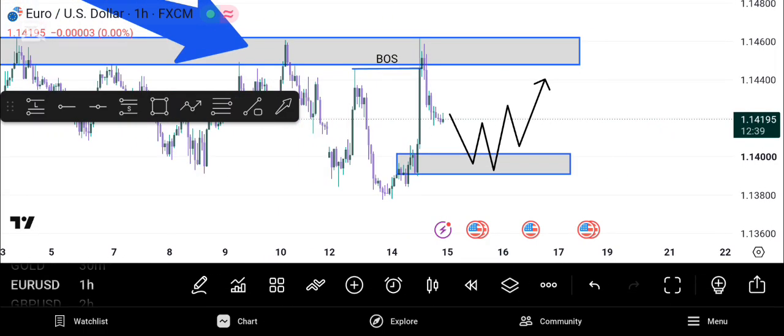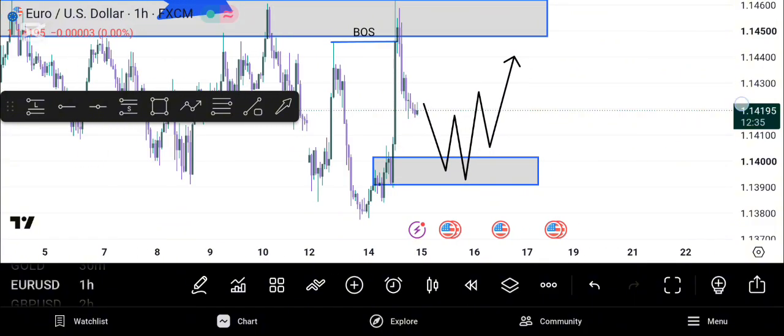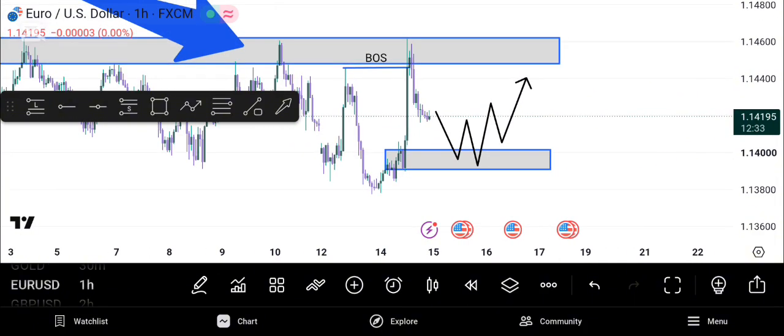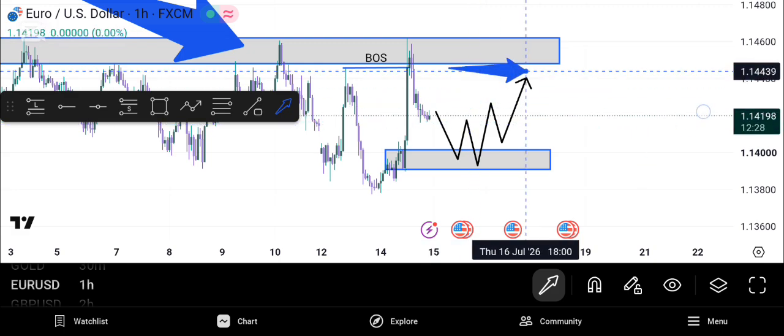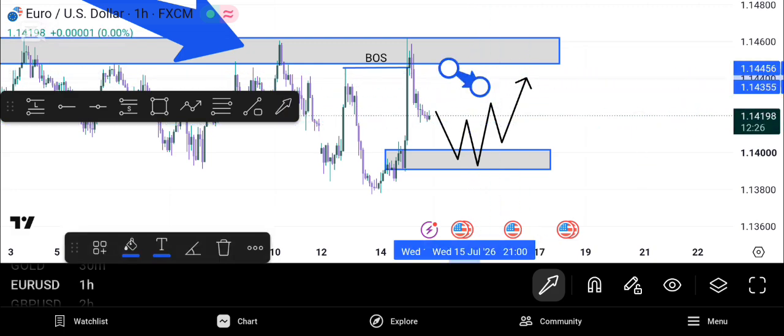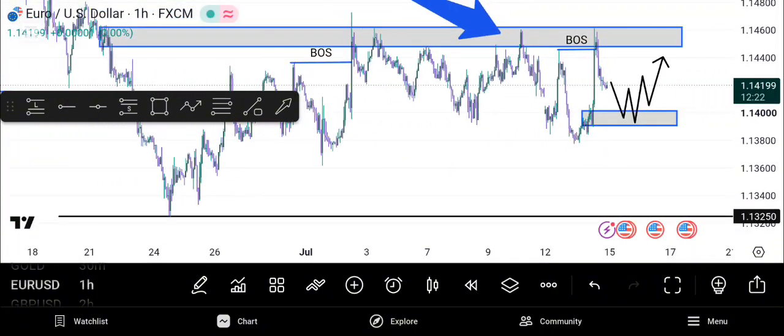So I'll be waiting for price to fall. I won't do anything at the moment. I'll be waiting for price to fall to get this confirmation right here, and then I'll be looking to buy this market to this level on the 5 minutes time frame. Right now I'm just going to be patiently waiting.